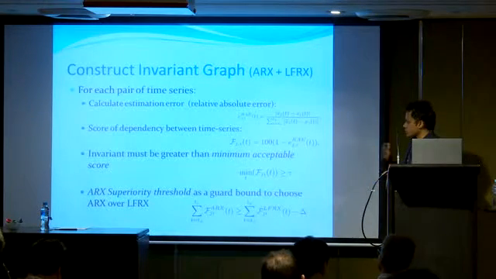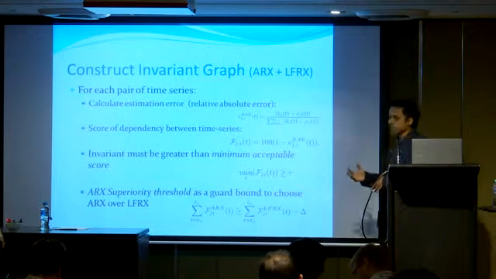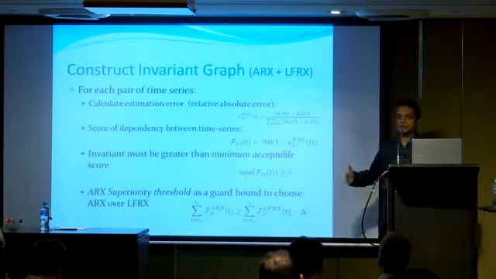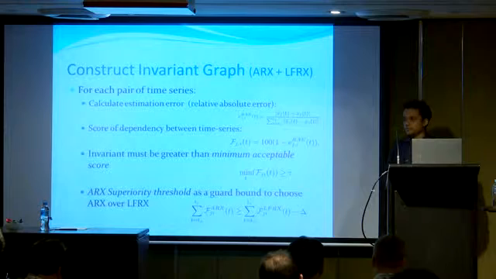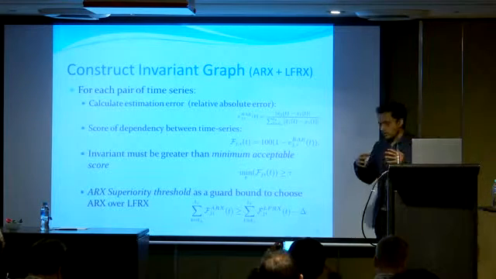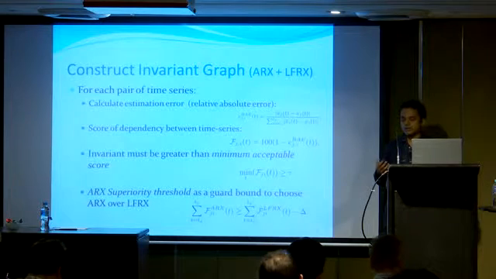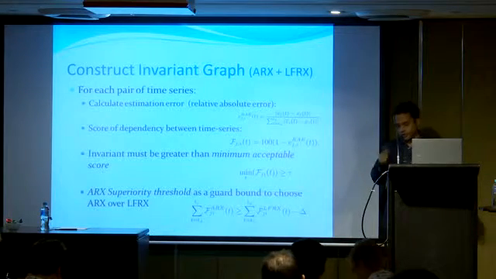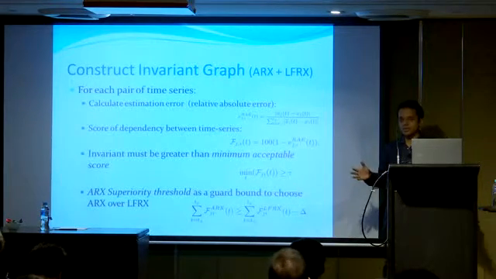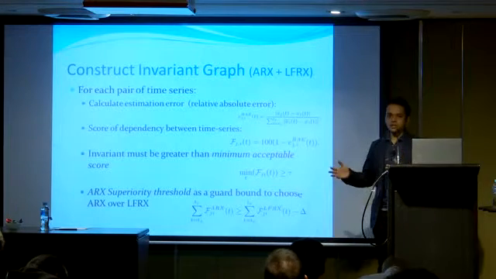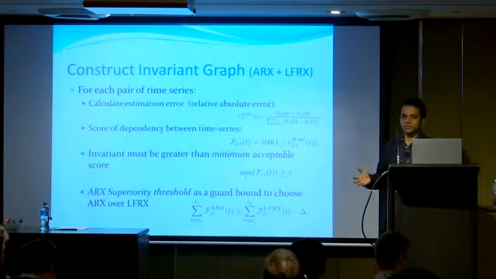So to construct the invariant graph, and this is where I'm introducing this invariance notion, you basically try to measure this error throughout the time t, and then if at every time point t within the training period, two time series have some dependence, you call them a system invariant.